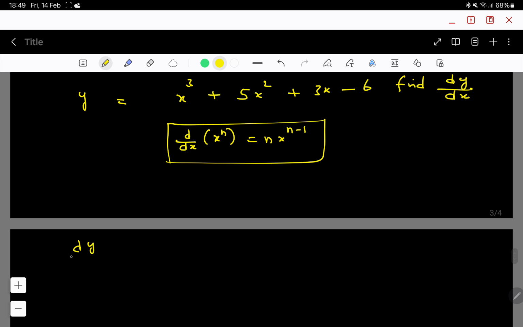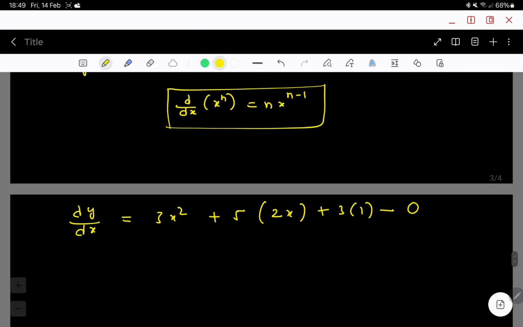So dy by dx equal to, in the first term n is equal to 3, so 3 times x power 3 minus 1, so we get 3x square. So phi is a constant, okay, k times f of x is, write k and differentiate f of x only. Similarly write phi here and differentiate x square. Differentiation of x square is 2x power 1, okay, plus differentiation of x is 1, differentiation of 6 is 0 because it is a constant, okay.